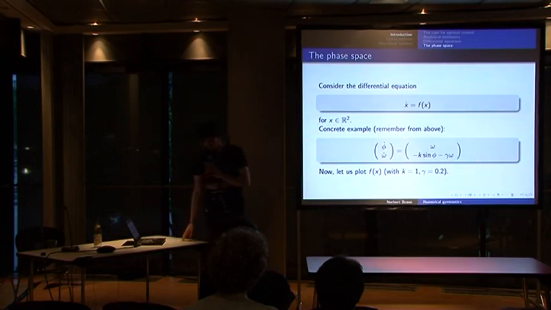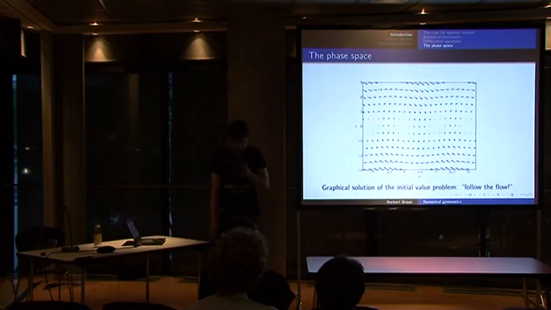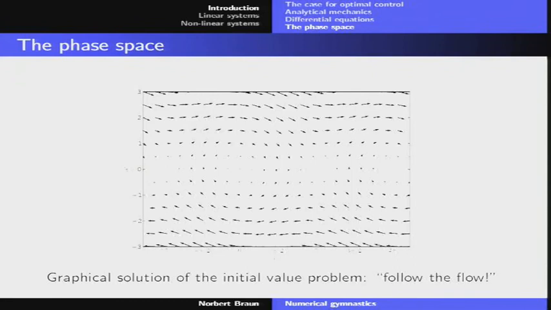Now how do we plot a function that goes from a two-dimensional vector to another two-dimensional vector? And the idea is to make a plot like this, where you have at the positions small arrows that point in the direction that this function points to. Now the nice thing about this plot is that it gives you a graphical intuition of how the solution of this initial value problem would look like. Because you start somewhere and then you follow the flow.